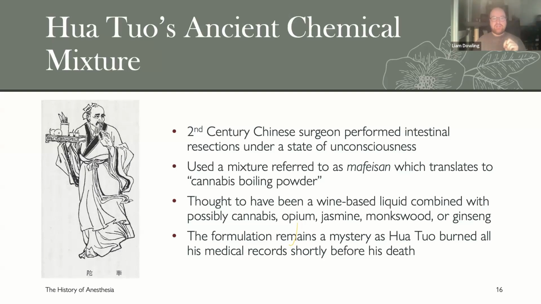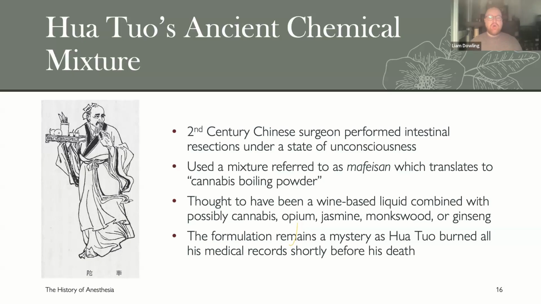Those are very broad and general approaches to analgesia, and our very earliest record of potential for general anesthesia was a Chinese physician, Hua Tuo, and his ancient chemical mixture. He was a 2nd century, so around the 100s, Chinese surgeon who performed intestinal resections under a state of unconsciousness. He essentially had a mixture referred to as mafeisan, which, if you translate from Mandarin, means cannabis boiling powder. We don't actually know what this formulation looked like. Records were lost. He ended up burning most of his records shortly before his death.